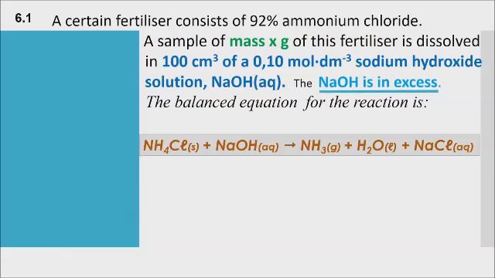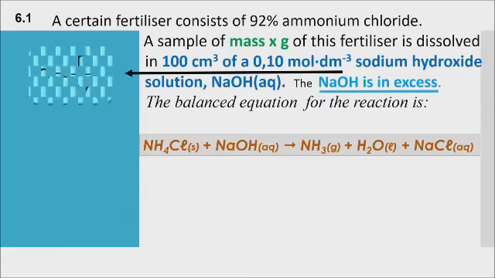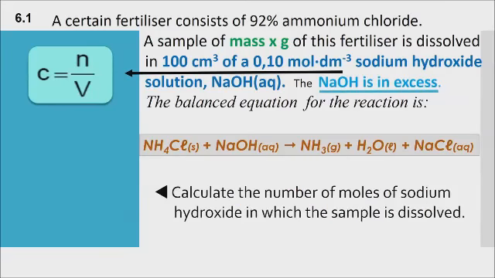Now I need to understand my problem. Part of the problem is I now have to find how much sodium hydroxide I have, because they gave me the volume and the concentration. So what am I going to do? I'm going to use that formula again for the sodium hydroxide. Now watch just how clever this one is. And then what do I do? And here's the question: calculate the number of moles of sodium hydroxide in which the sample is dissolved.